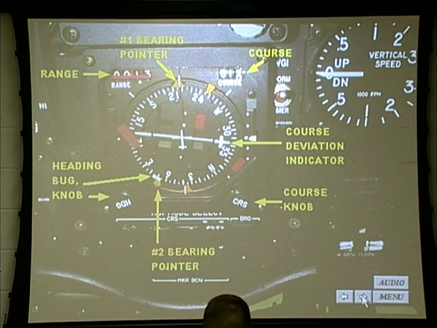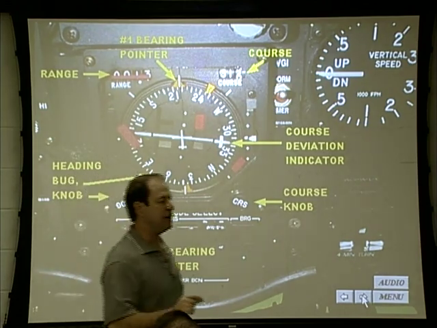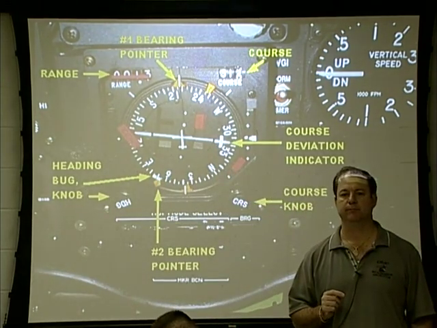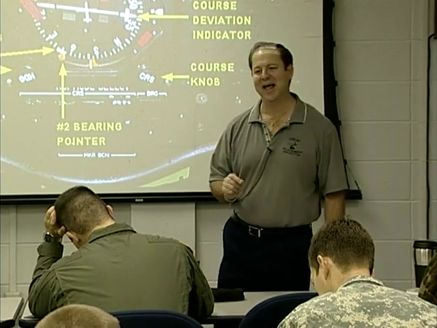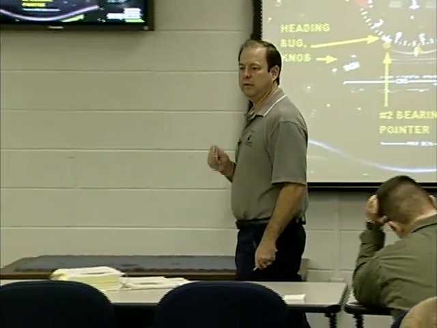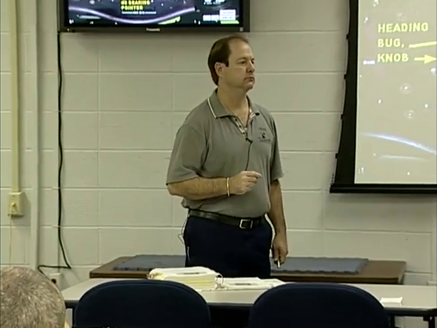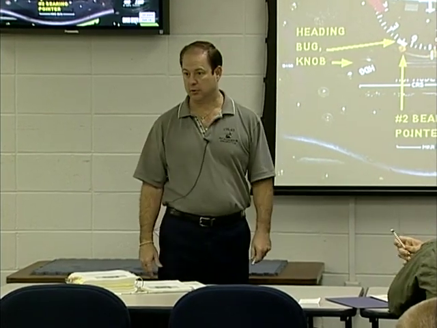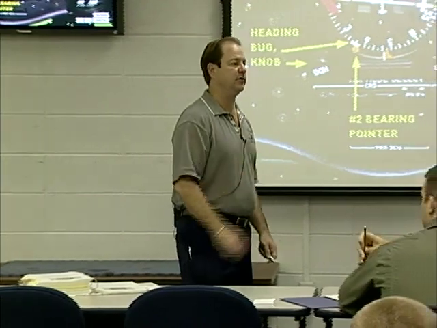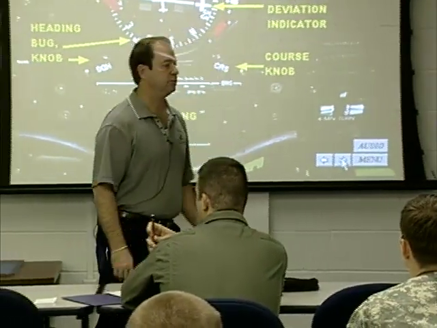The range indicator, top left-hand corner. The range indicator will always work with the Doppler GPS. It will always be in kilometers and tenths of kilometers. Why do I emphasize that? Because the Doppler GPS can use both military grid reference and lat long. What are the unit of measurement requirements for lat long? Nautical miles and feet. So therefore, this still will not change, even with lat long. It will always be kilometers and tenths of kilometers. It will not change. But the Doppler GPS will.